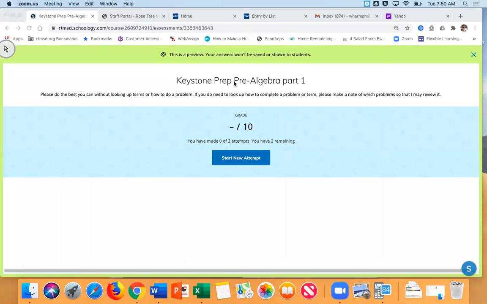This is the Keystone Prep Pre-Algebra Part 1. Why do I call it Pre-Algebra? Well, because it's stuff that you kind of have learned before, like mean, median, mode, range, properties. It was all that stuff at the beginning in 8th grade. Yes, we go over some of this stuff later, but it's not something that we're supposed to get to in algebra. So it's pre-algebra stuff because it's stuff you're supposed to have learned before, and then I add upon it. So let's look at these.